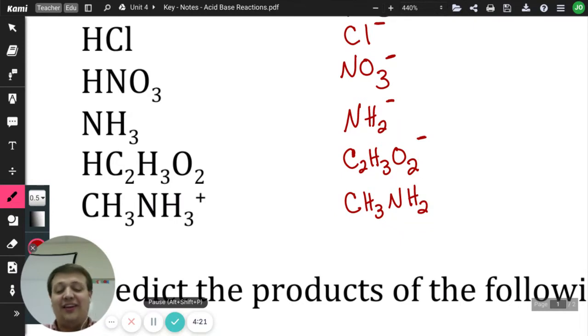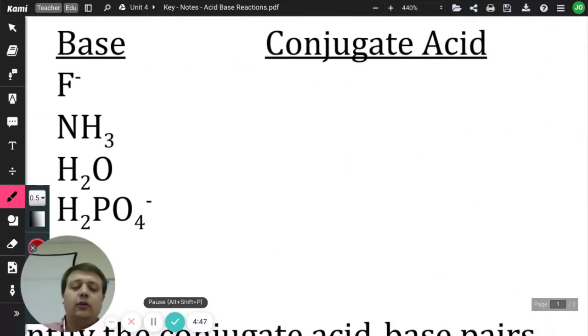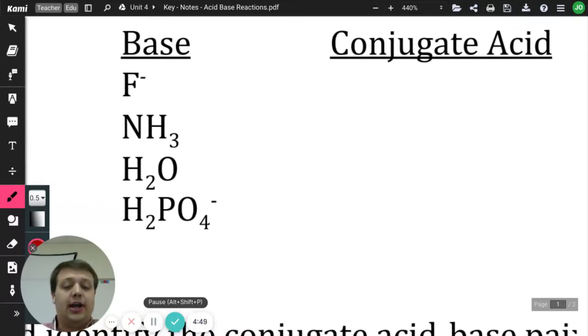And then last, I've got CH3NH3 with a +1 charge. After it loses that hydrogen, it will turn into CH3NH2, and there will not be a charge there anymore because we got rid of some positives, so we would be left with something that's a little bit more negative. So it would become a neutral molecule.